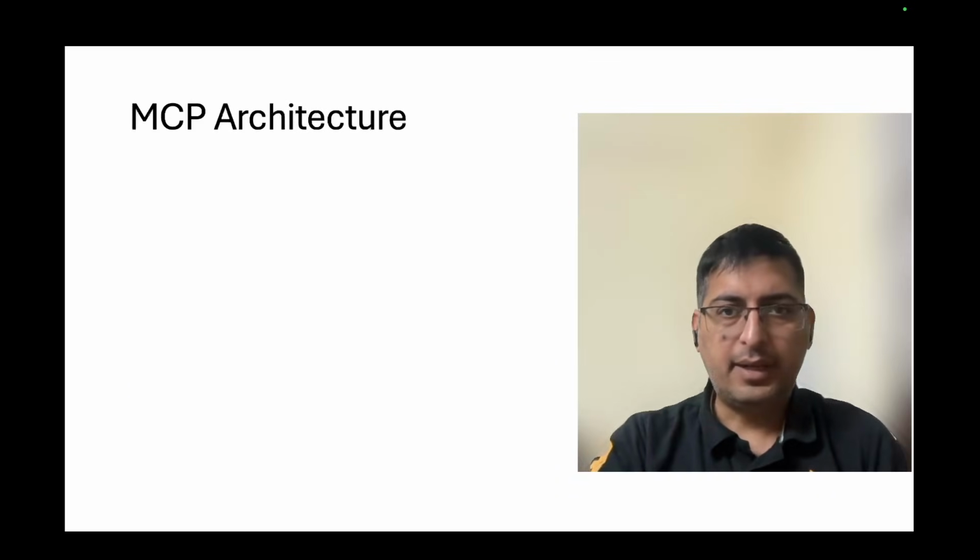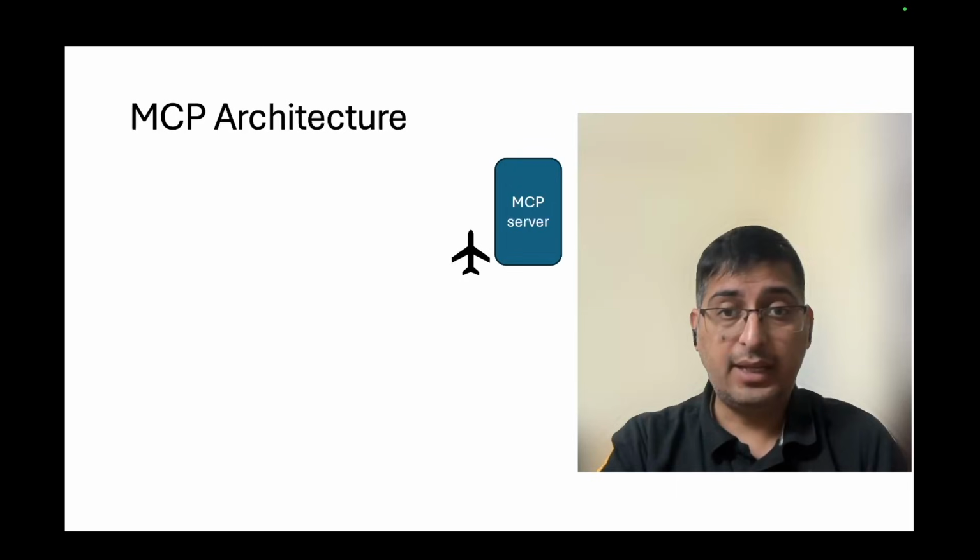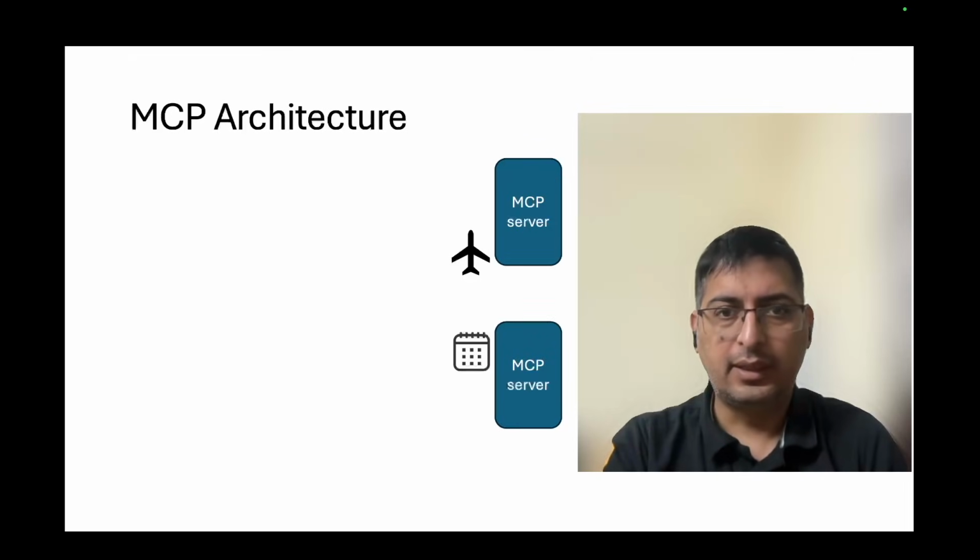Let us understand the MCP architecture. If an airline wants AI agents to access its data, it will set up an MCP server and expose its data using the MCP server. Similarly, if Outlook or Gmail wants AI agents to access calendars, they will set up an MCP server and let AI agents talk to that MCP server.